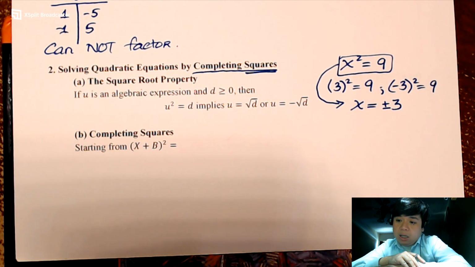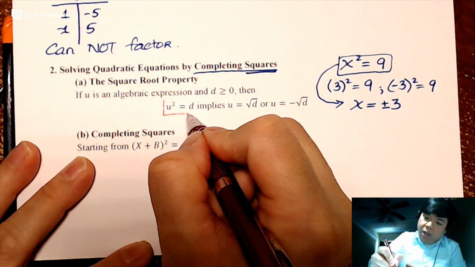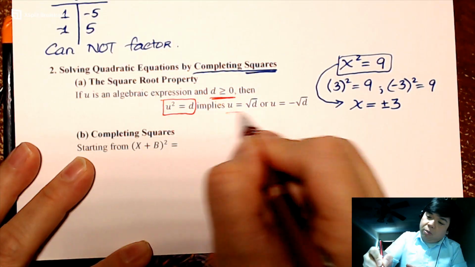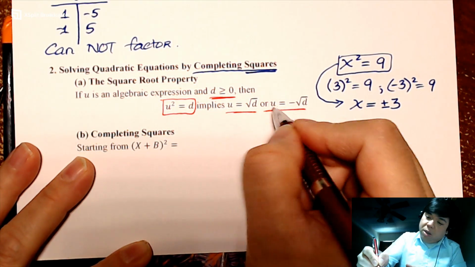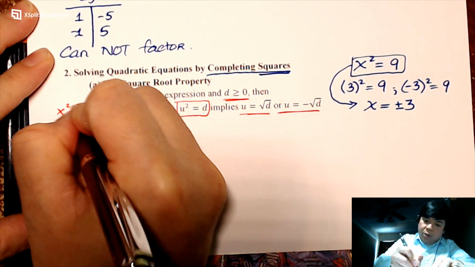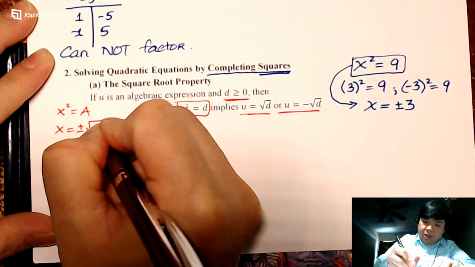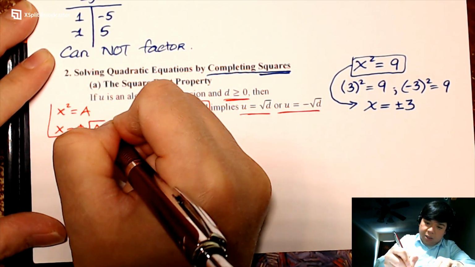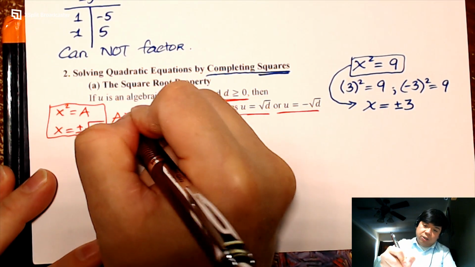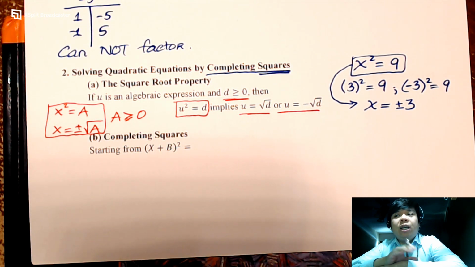Let's see how that works. Okay, we keep that in back pocket. We say if we have a square equal to a number that is greater than or equal to 0, then we have positive or negative. Remember, I'm just going to write x squared equal to a, then x equal to plus or minus square root of a. Okay, let's go with that. And a has to be greater than or equal to 0.